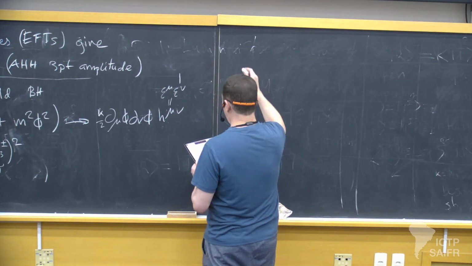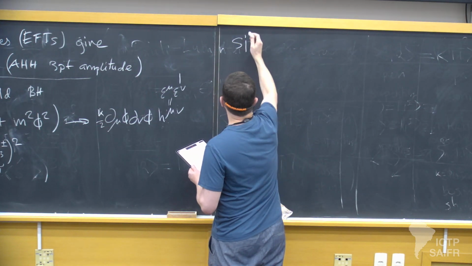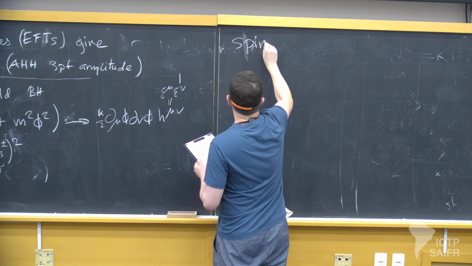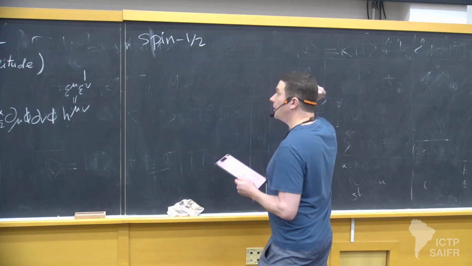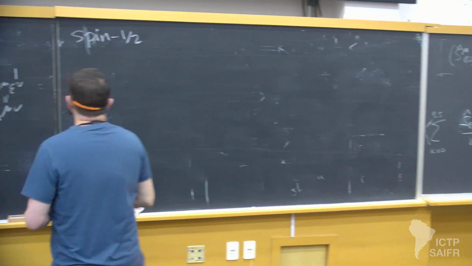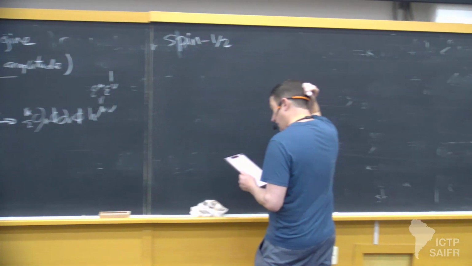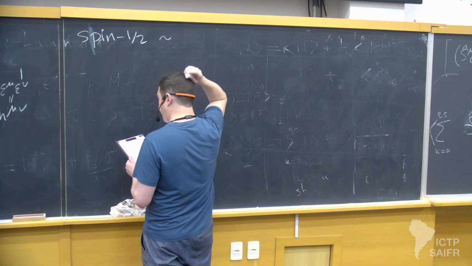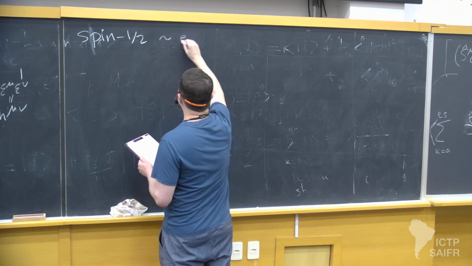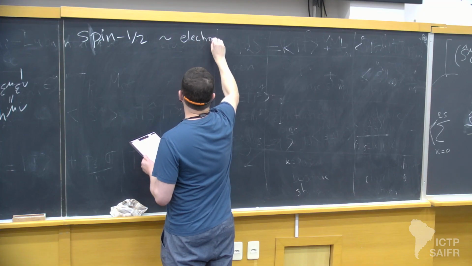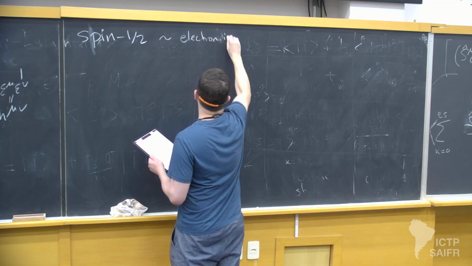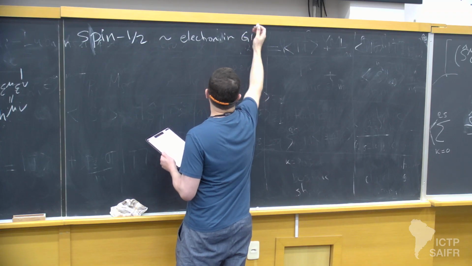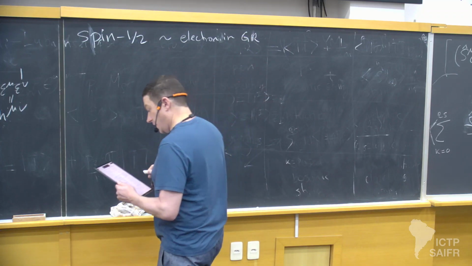Okay, what about spin 1/2? That we can think of as an electron in GR. So just couple an electron to GR.